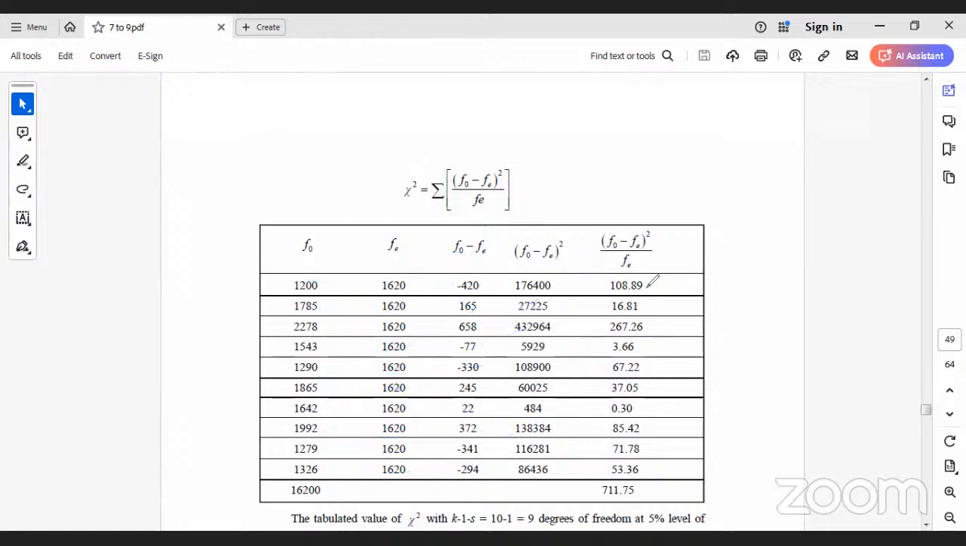Now (FO minus FE) whole square by FE gives 108.90, 16.81, 261.2, 3.66, 61.22, 37.05, 0.30, 85.42, 71.88, 53.76. The total is 711.75.